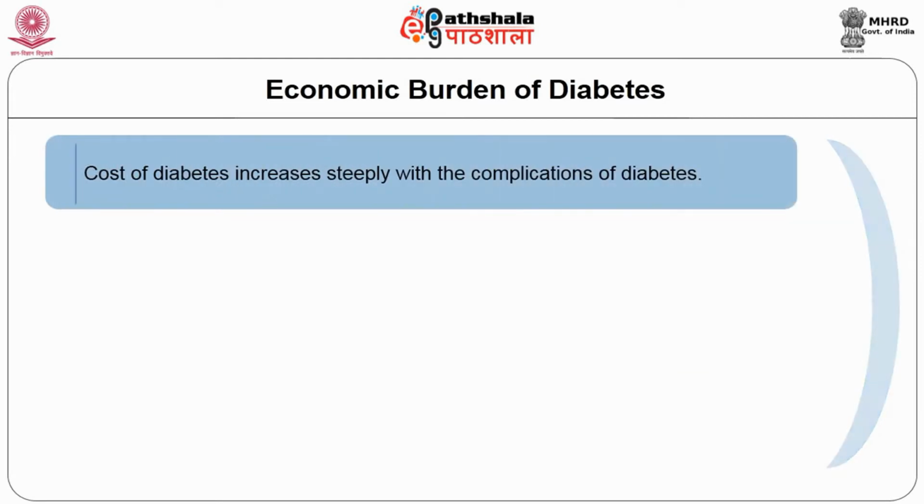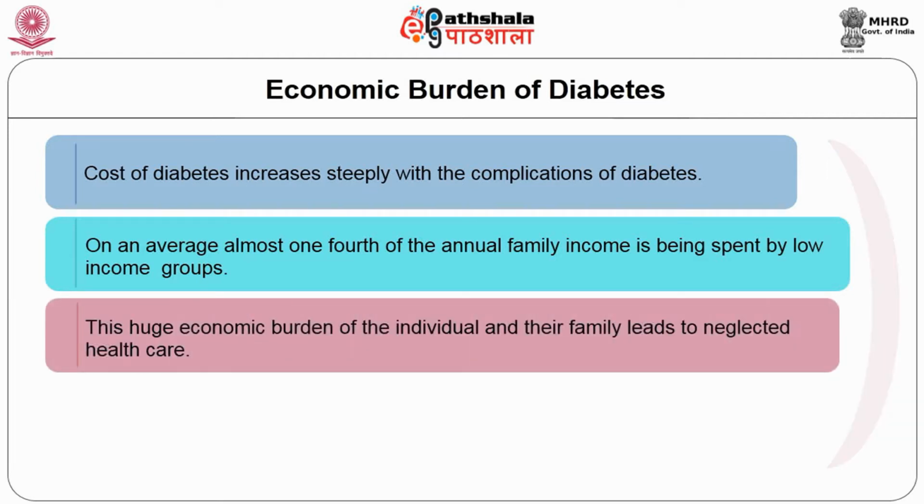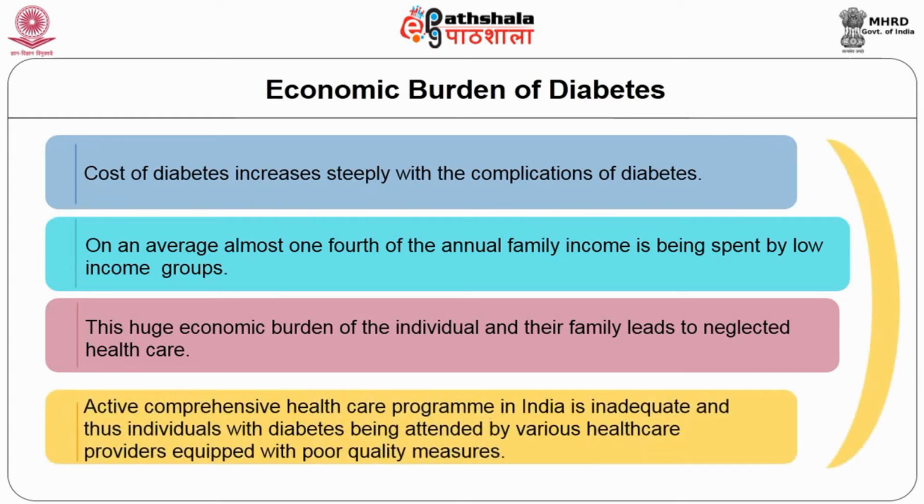On average, almost one quarter of the annual family income is being spent by low income groups to manage diabetes. This huge economic burden on the individual and the family leads to neglected healthcare. Active comprehensive healthcare programs in India today are inadequate, and thus individuals with diabetes are being attended by various healthcare providers equipped with poor quality measures.